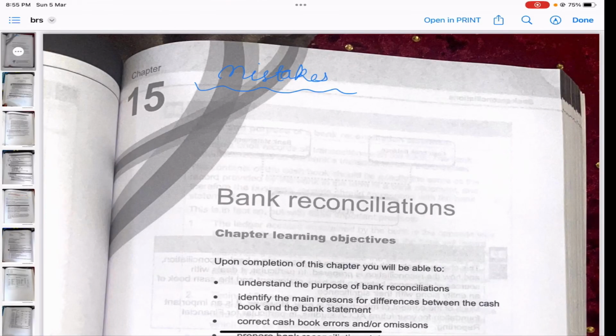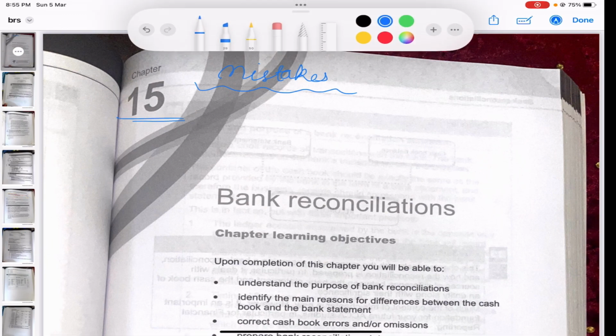Hello everyone, this is part 2 of chapter 15 of ACCA F3 Financial Accounting, which is bank reconciliation.